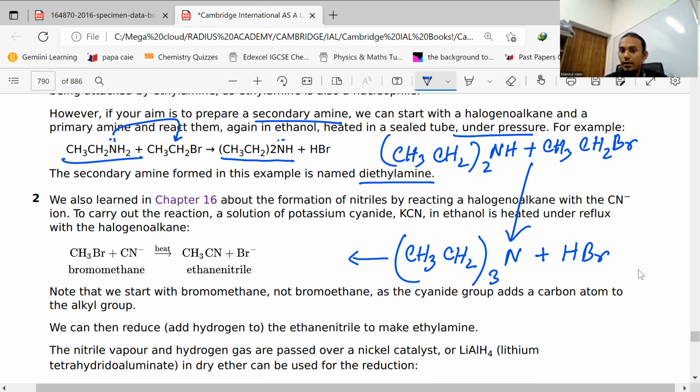This is the quaternary ammonium ion: (CH3CH2)4N, this nitrogen is positively charged, right? Like the ammonium ion, where we have 4 hydrogen atoms, now we have 4 ethyl groups, that's it. Ammonium ion.